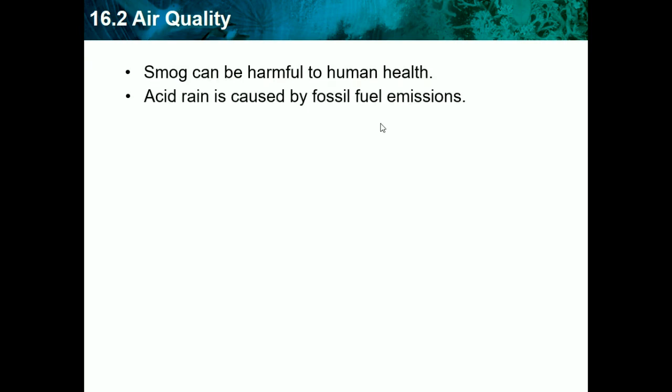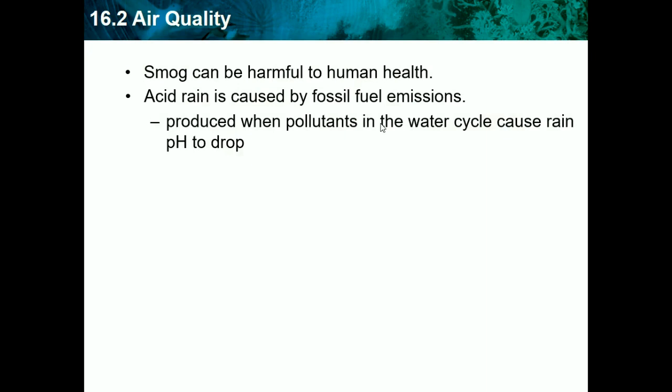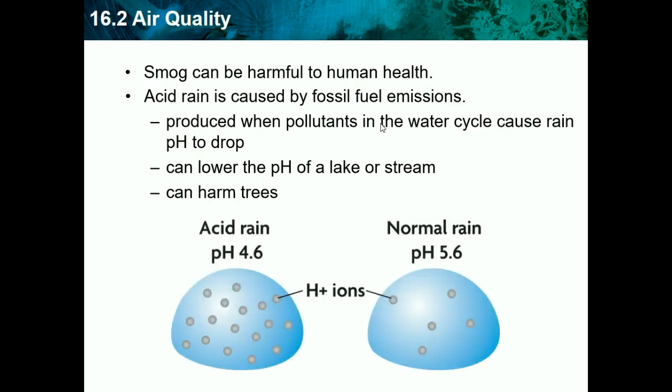Acid rain is caused by fossil fuel emissions and produced when pollutants in the water cycle cause rain pH to drop. So if the pH of rain drops, that makes it more acidic. If you took chemistry, you would know that. So it can lower the pH of a lake or stream. Since the pH of the rain coming down is lowering, it's going to lower the pH of everything it falls on because it's going to dilute it a little. So this can harm trees too.